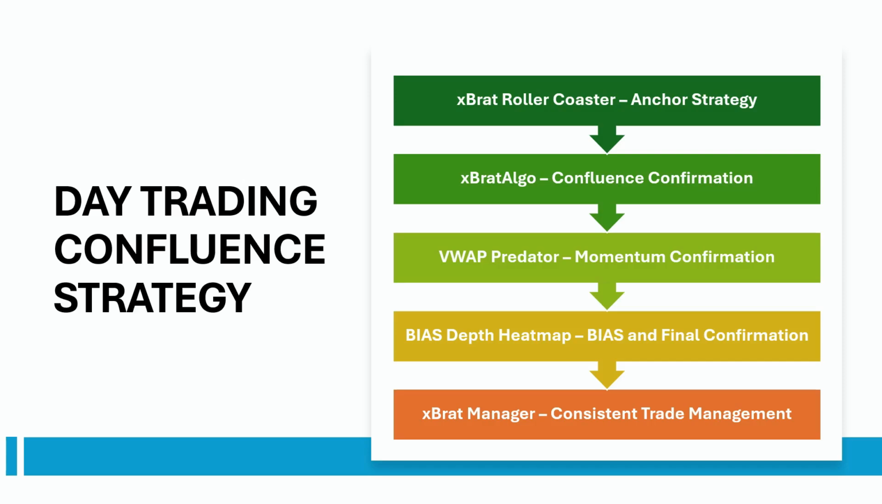Expert roller coaster is our entry strategy. It's our starting point, if you like. Then the expert algo is our Confluence confirmation. That is an algorithm that grades trades. So for a 6-star buy, for example, there's 12 out of 12 Confluences all going in the same direction.